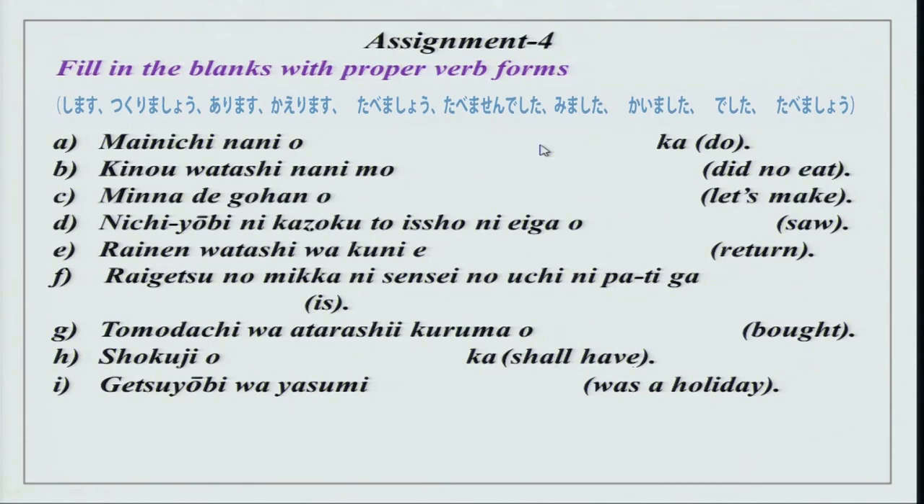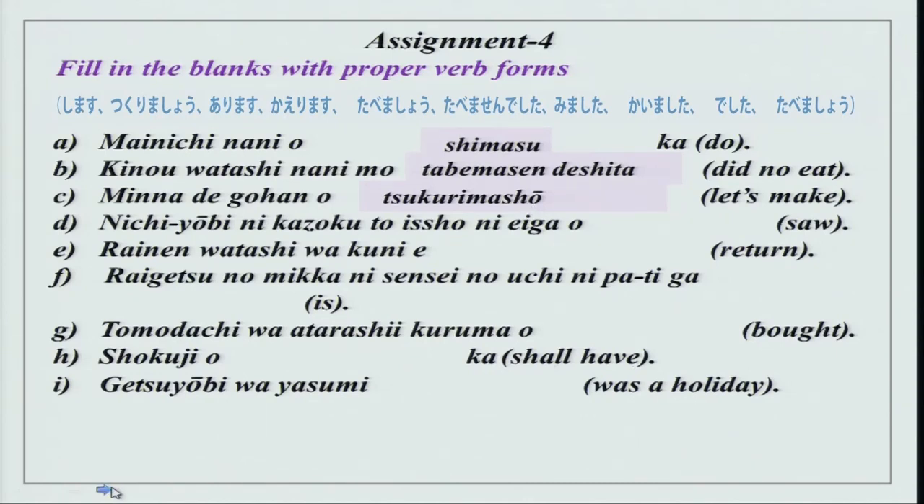So, well, mainichi nani wo shimasu ka? Kino watashi nani mo tabemasen deshita. Minna de gohan wo tsukurimashou. Over here, you can also use ka if it was shall we. Over here, it is just let's make. So, the person who is saying this is not asking, he is just deciding and saying let us make. So, that is why it is tsukurimashou.